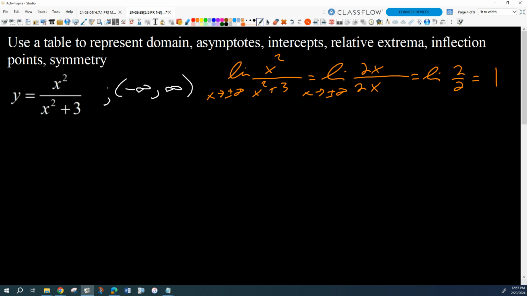Do we get any vertical asymptotes? Oh, good question. Negative the square root of 3. But that's not possible because it's squared. That's right. So we don't get any. There are no real zeros of the denominator. It can't be negative, because it'd be imaginary. Okay. So we get no vertical asymptotes, but we do get a horizontal asymptote.